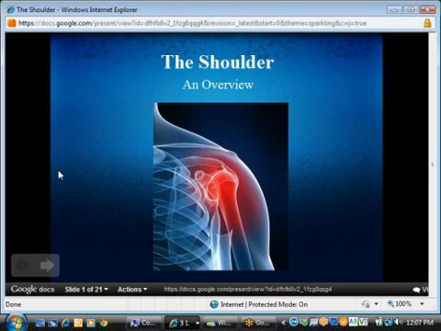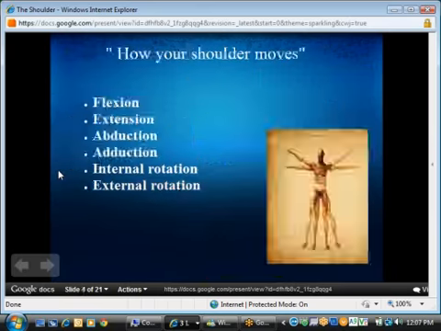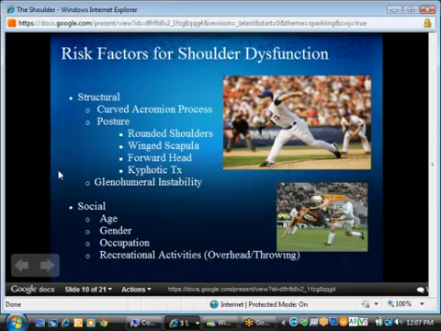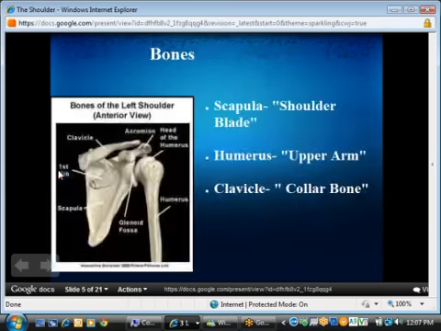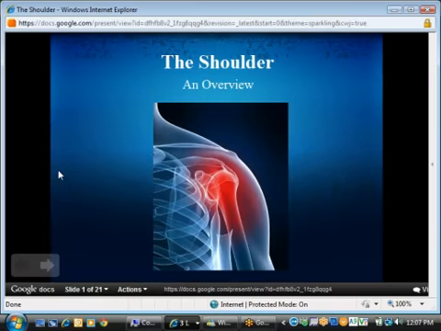Okay, the bones that form the shoulder joint: the scapula, the clavicle, and the humerus. The humerus is called the upper arm bone, and this one is the collarbone. This is the scapula, which we also call the shoulder blade or the wing bone.